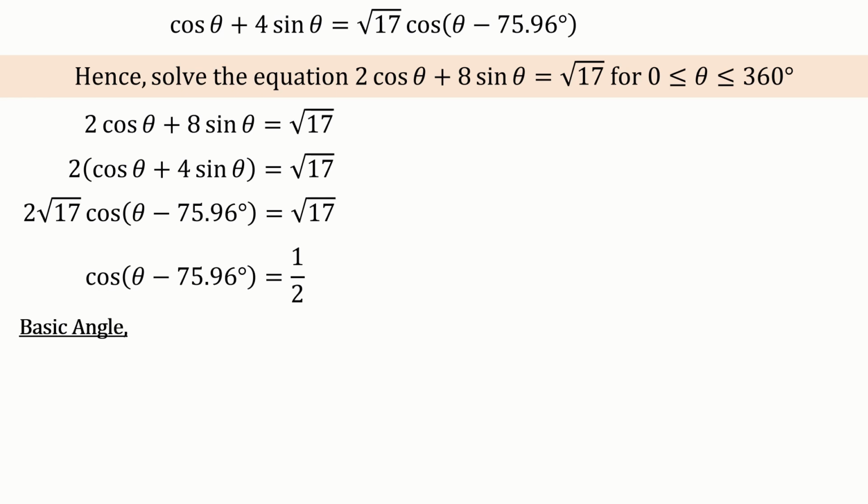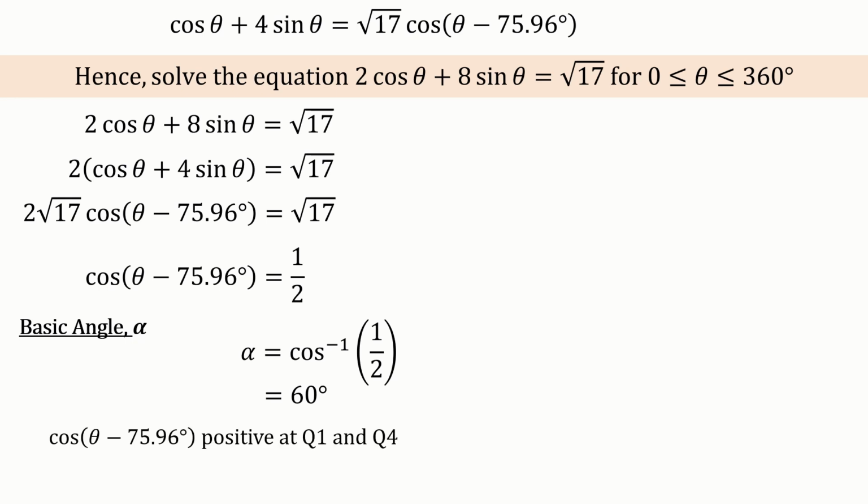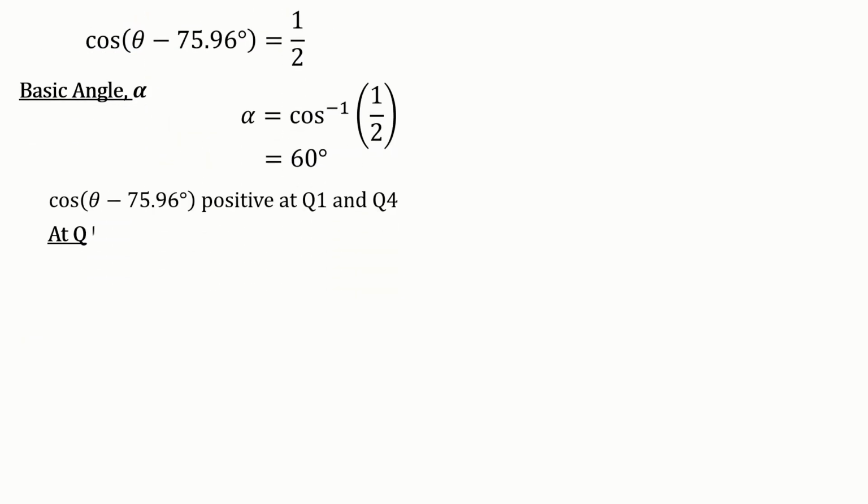First we find the basic angle alpha. So alpha equals arccos of 1 over 2, which equals 60 degrees. This is the basic angle, and from the equation, cos is positive. Cos positive only occurs in the first and fourth quadrants. So in the first quadrant, theta minus 75.96 degrees equals alpha, where alpha equals 60 degrees. And then we form the general solution.